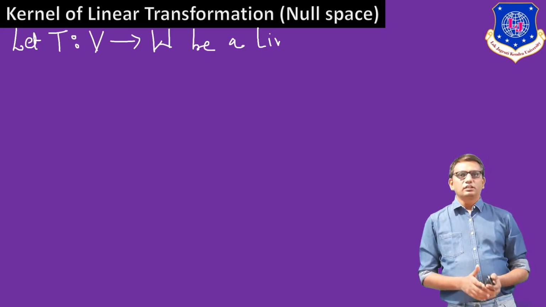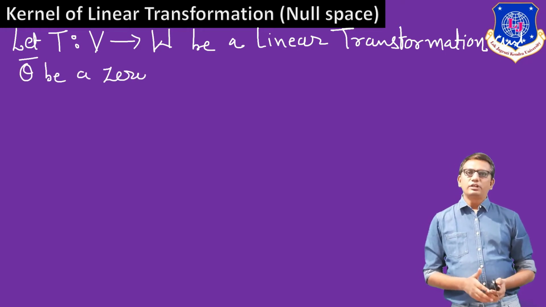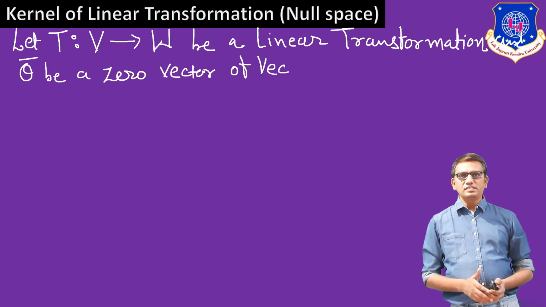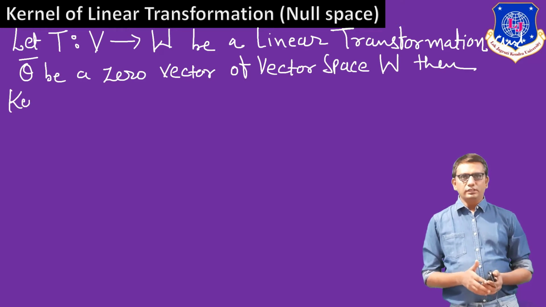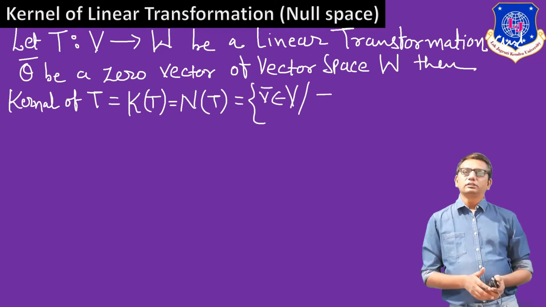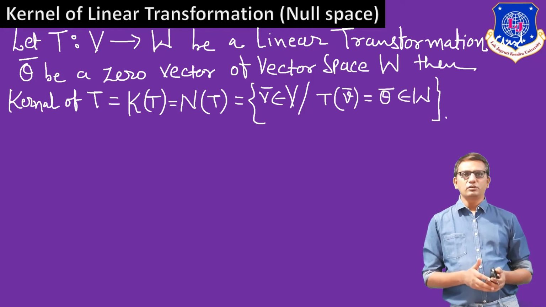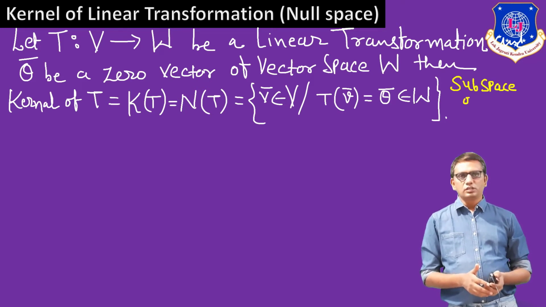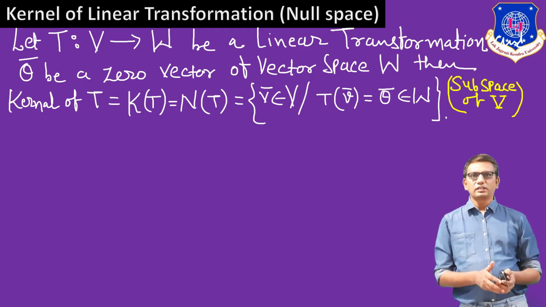So that is, let T from V to W be a linear transformation. So it satisfies the linear property of mapping, and theta is any zero vector in the codomain vector space W. So finally, we have to find those elements which are the image of that particular theta. That means the kernel of T or null space of T, its notation is K(T) or N(T), those vectors in V whose answer or image is the theta vector or zero vector in W.